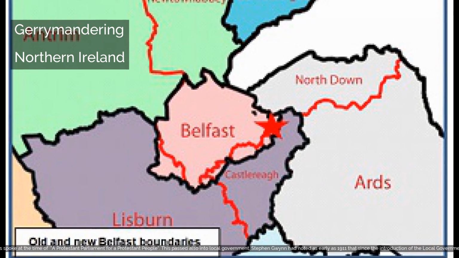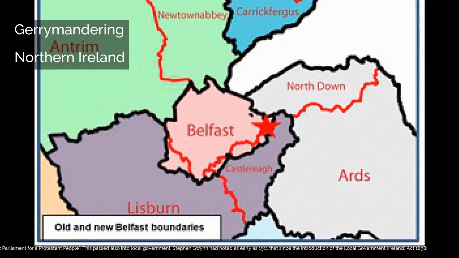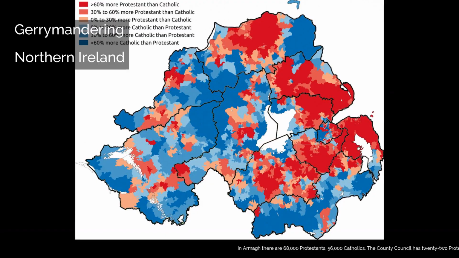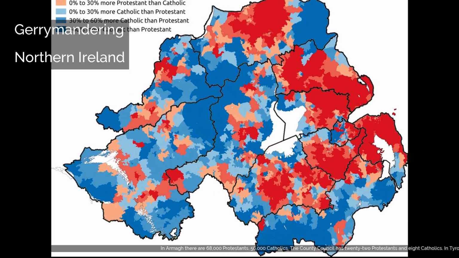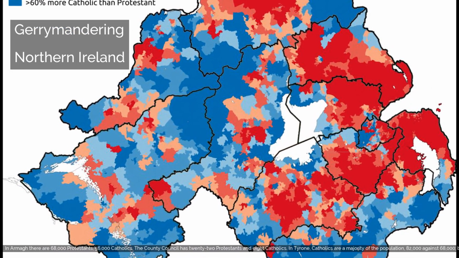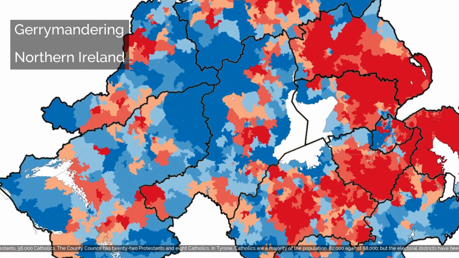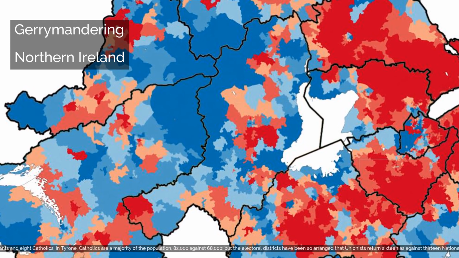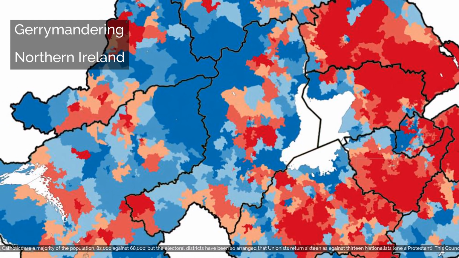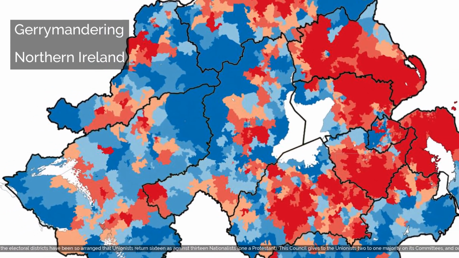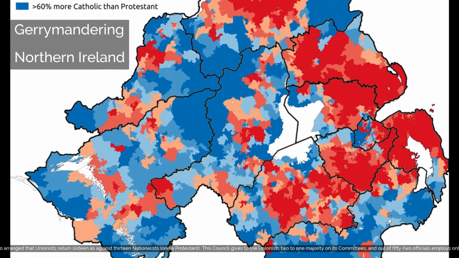Stephen Gwynn had noted as early as 1911, since the introduction of the Local Government (Ireland) Act 1898: In Armagh there are 68,000 Protestants, 56,000 Catholics. The county council has 22 Protestants and 8 Catholics. In Tyrone, Catholics are a majority of the population, 82,000 against 68,000, but the electoral districts have been so arranged that Unionists return 16 as against 13 Nationalists, and 1 a Protestant.